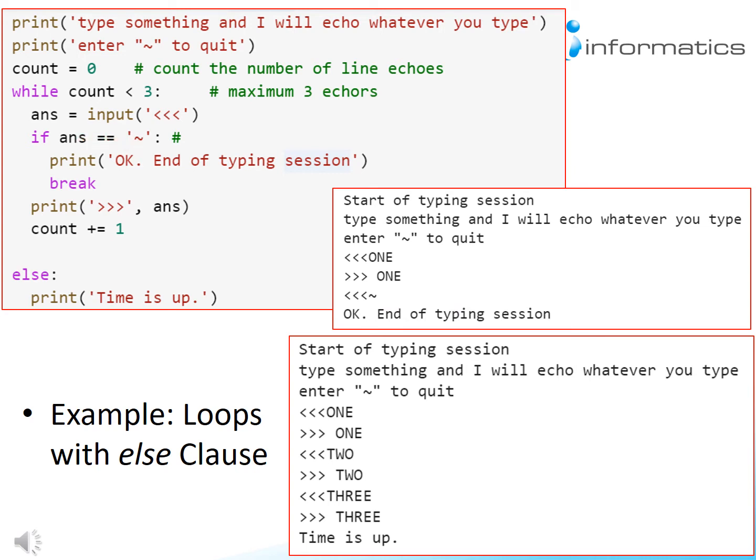Another way to get out of the loop is to enter the tilde sign character. In that case, the program breaks the loop after printing an appropriate message. In this case, the else clause is skipped. Here is the sample run that demonstrates this test case.